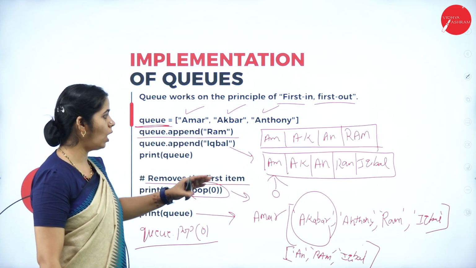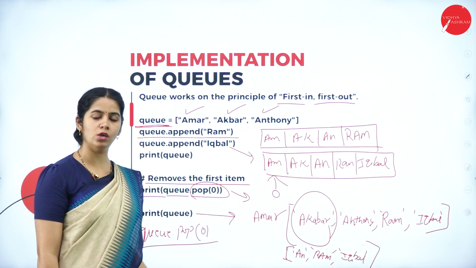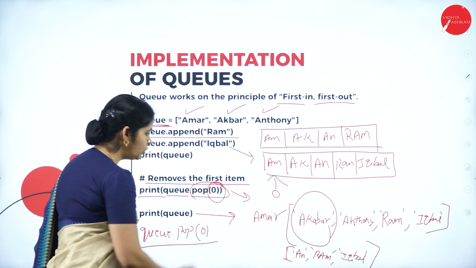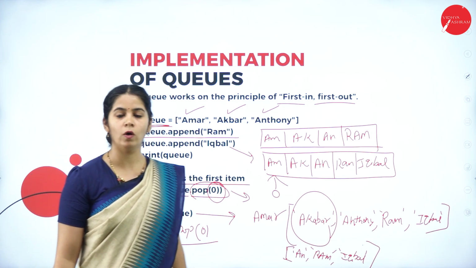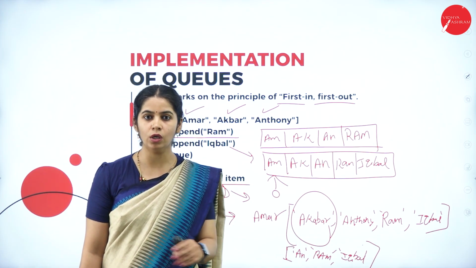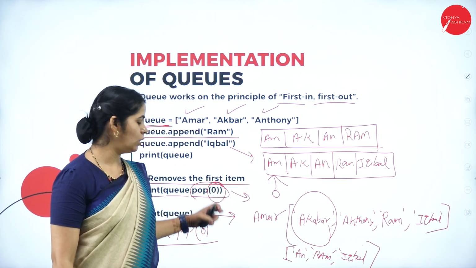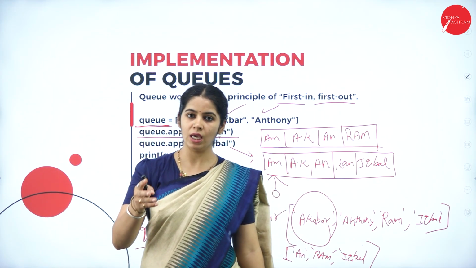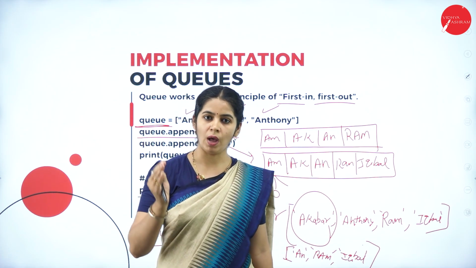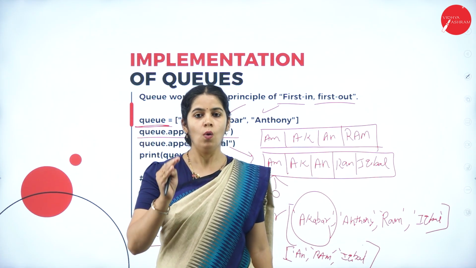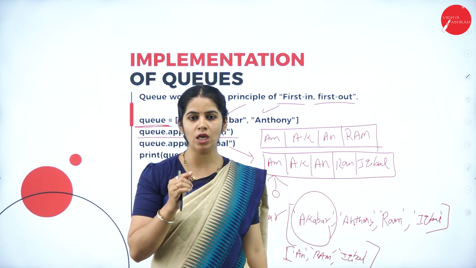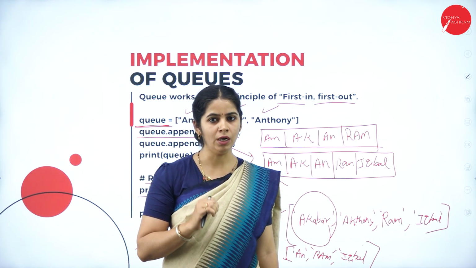Hope you understood how to insert the element into the queue and how to remove the element from the queue. This pop index should always be 0 because we are working on the first in, first out concept. That is the queue concept, so it will be 0. The main thing is, while implementing the stack, we are not giving the index value for the pop inbuilt function. While working on the queue, we are always giving the index value as 0 for the pop inbuilt function.